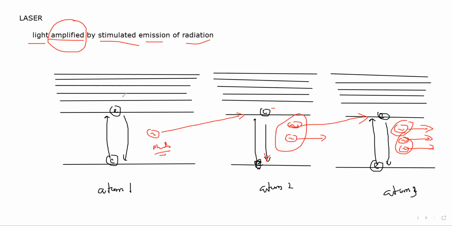So first the electron jumps, and when it returns back, it releases a photon that collides with an electron of another atom and forces it to come down, releasing a photon, so now two photons. This process is multiplied, and it will produce a high intensity beam of light. That's why it is called a laser, meaning the light amplified by stimulated emission of radiation.